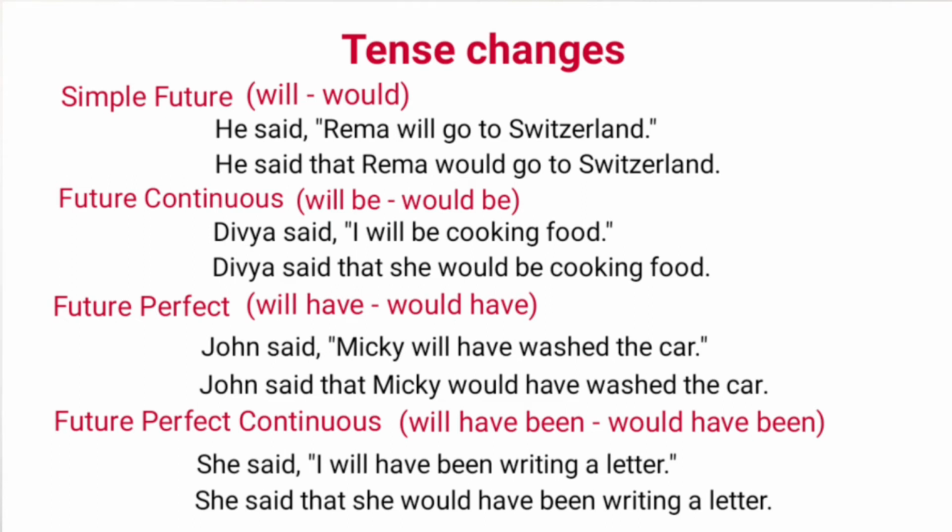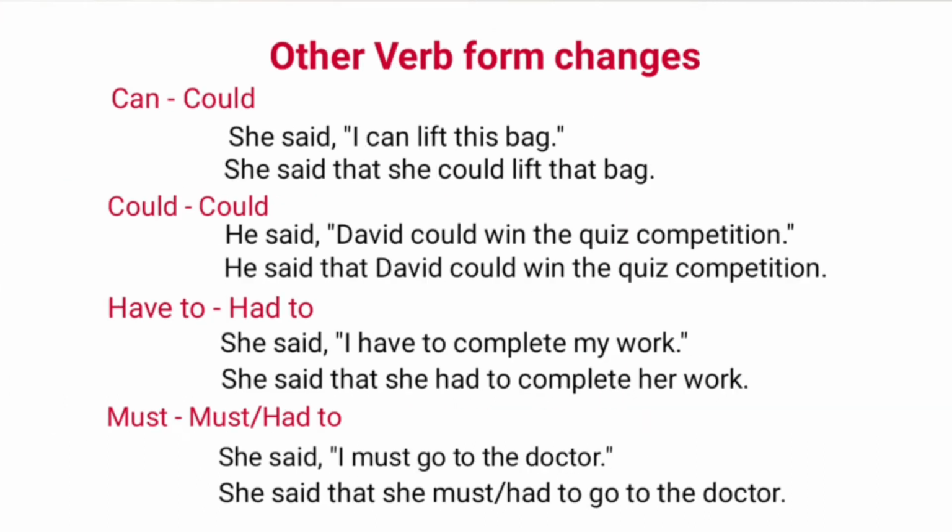Indirect speech: John said that Mickey would have washed the car. In a sentence with the future perfect continuous tense, will have been changes into would have been. For example, she said, "I will have been writing a letter." In indirect speech, this sentence is: she said that she would have been writing a letter. There are some other verb form changes in narration.